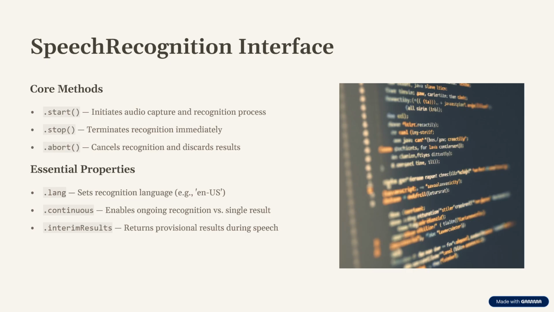After that, the essential properties: .lang, .continuous, .interimResults. .lang is related to languages. For example, English US, English India, whatever you want, out of all these 120 languages you can choose. And .continuous enables ongoing recognition. And interimResults returns provisional results during the speech. Whatever you speak comes in the result form, whatever you want. And moving on to the next slide.